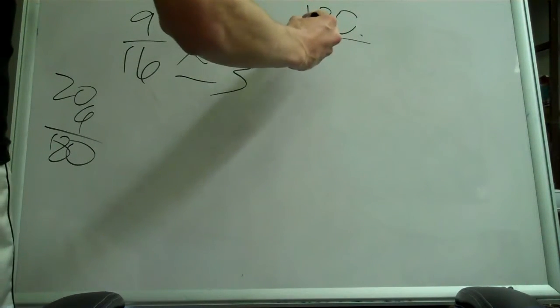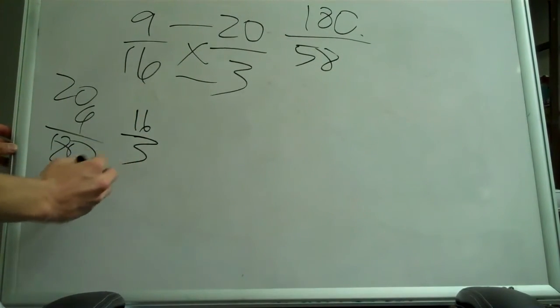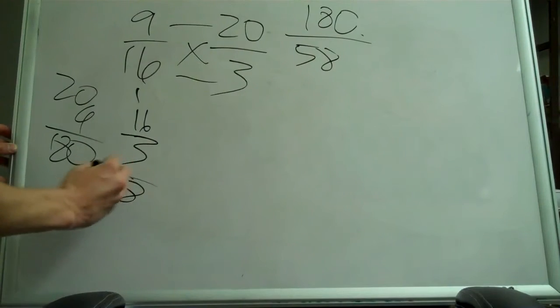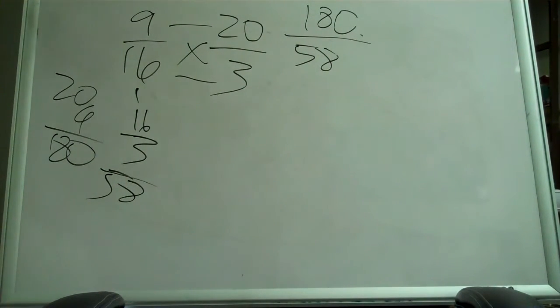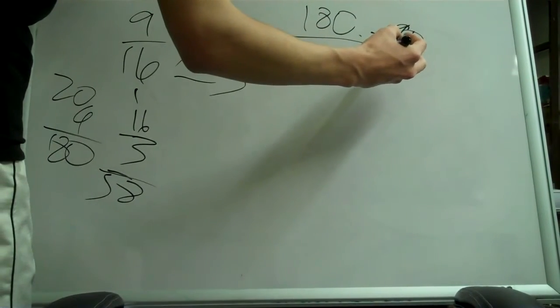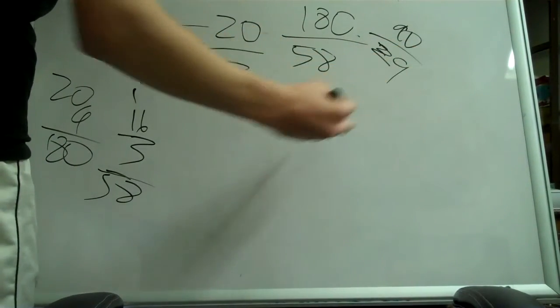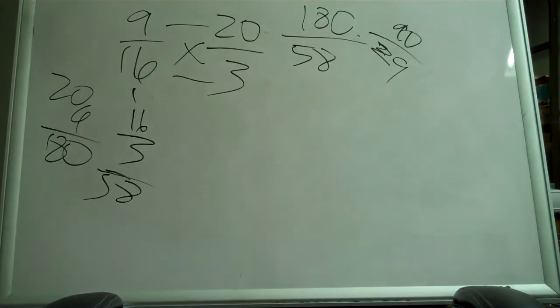58. 58, right? I don't know what I'm doing. 58. So we can reduce this fraction. Let's see, 58 divided by 4. So go ahead and divide by 2. Get 90 over 29. Is that all you can do with it? Yeah, that's all you can do with it. That can be your answer.